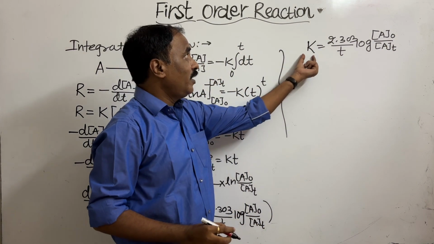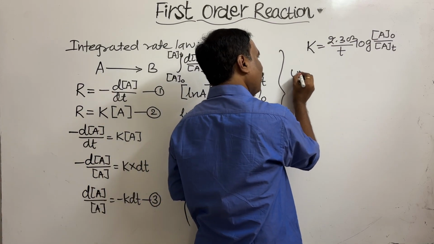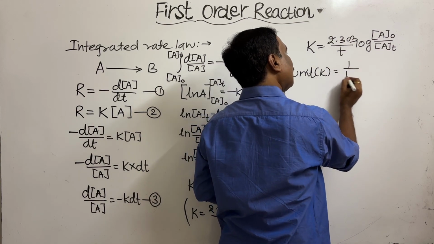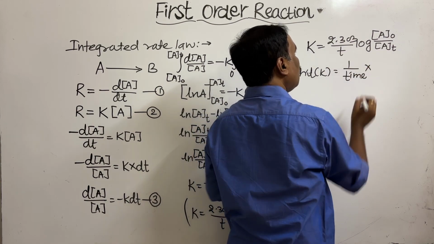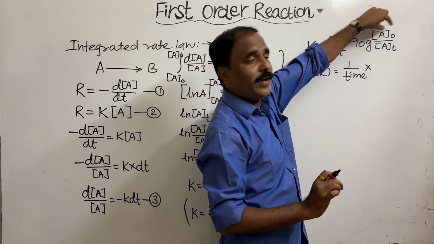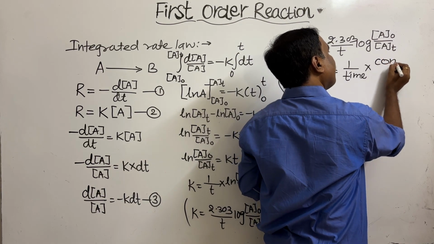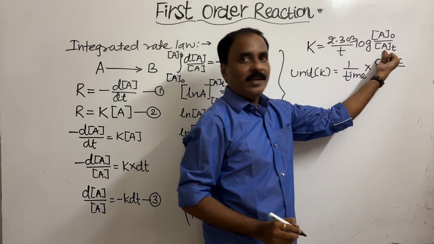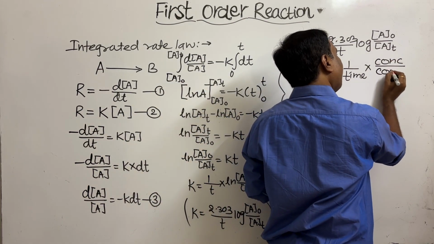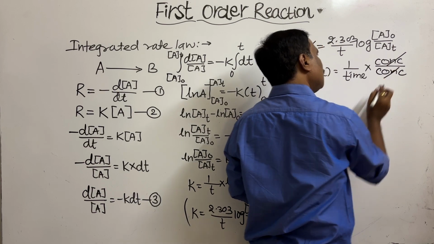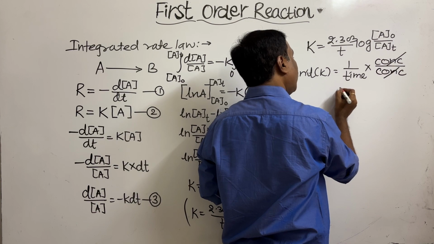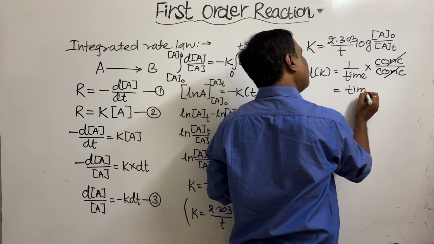Now इसका यूनिट निकालना है. So here unit of k, ये 1 upon time है into A0, a concentration of initial concentration of reacting molecule, concentration है. डिनोमिनेटर में भी concentration of reacting molecule after time t, यानी यहां पर भी concentration है. ये concentration कैंसिल होगा. यानी what is unit of rate constant in first order kinetics? 1 अपॉन टाइम, यानी टाइम इनवर्स.